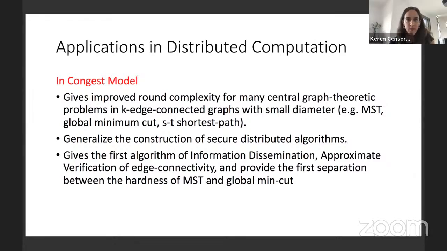This is in the CONGEST model? Yes. But we require the graph to be highly edge connected and have small diameter. Okay.